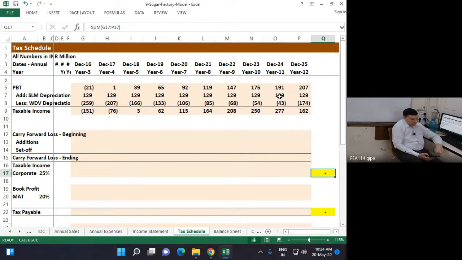So you will have to go through the formulae, the 8 number 5. That probably because of that it might show in a different number. Hmm. So addition will happen when there is a loss, and set off will happen when there is a profit.